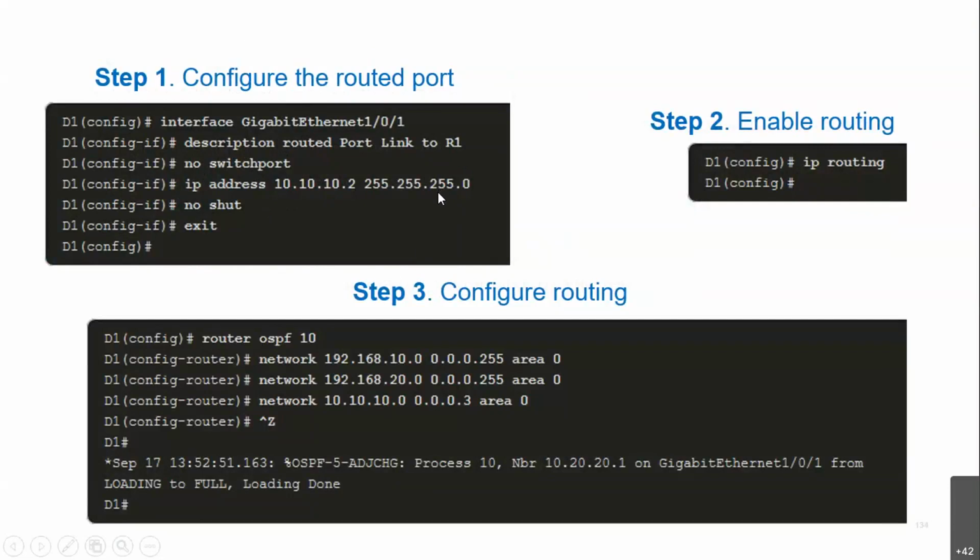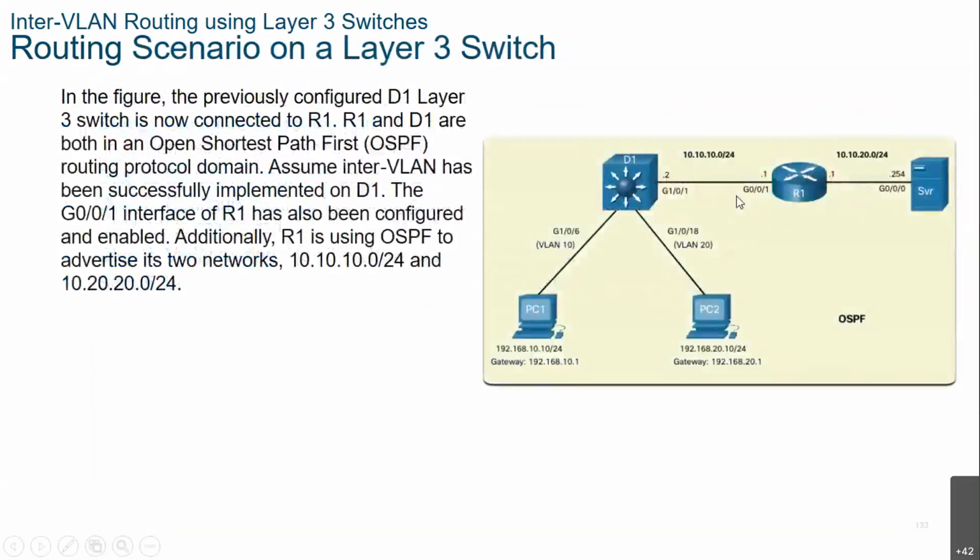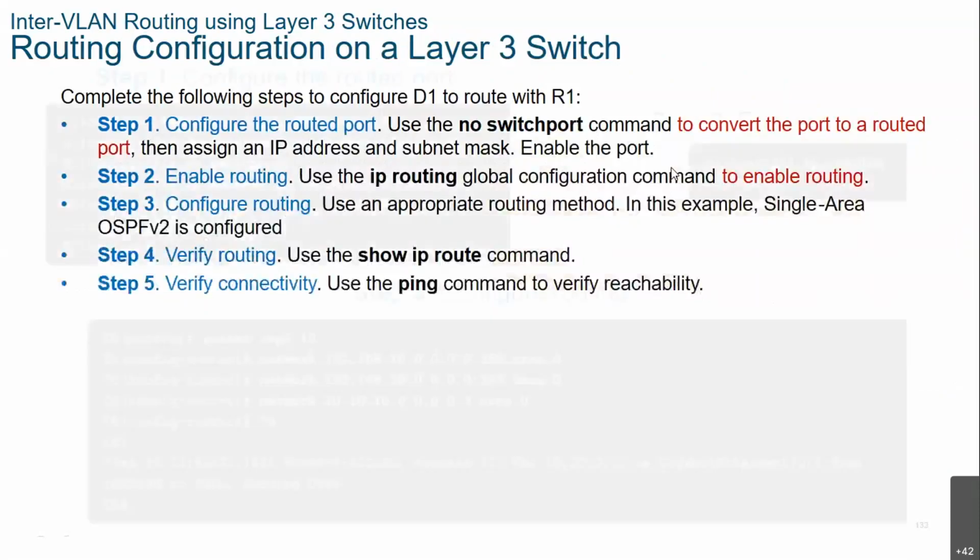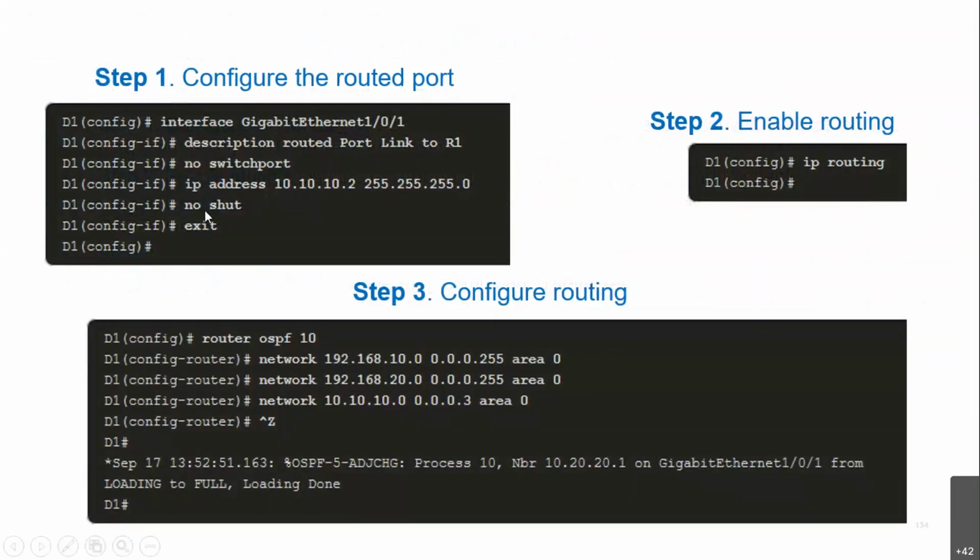Okay, I'm just going to go back for a little bit. 10.10.10.2, okay? You see that? This is this network. This here on the router is 10.10.10.1, and this one here is 10.10.10.2. This is the subnet for this link. Okay. So we set that, no shutdown, don't forget that, and then exit. So we have now configured this interface to be a routed port.